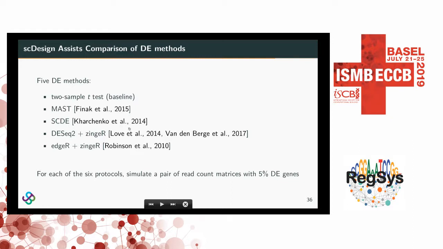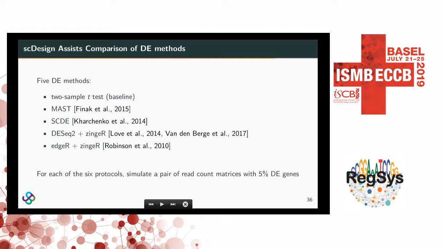So in this case, we consider 5 methods. The baseline is the 2-sample t-test. And we also consider MAST and scDE, both of which were specifically designed for single-cell RNA-seq data. And DESeq2 and edgeR were widely used for bulk RNA-seq, but later people added this ZINB-WaVE to make it workable for single-cell RNA-seq. And we still look at those 6 experimental protocols.